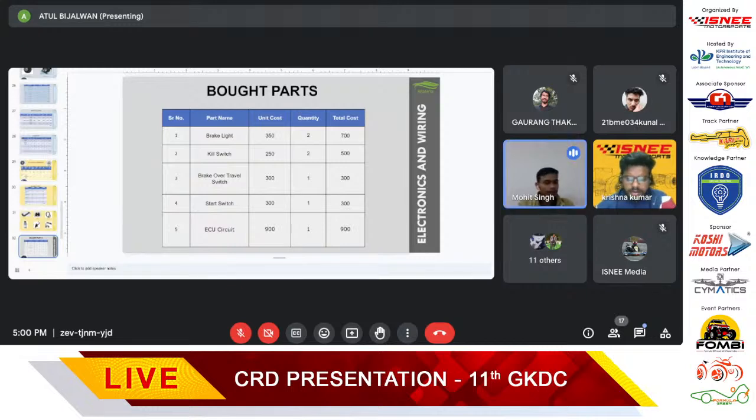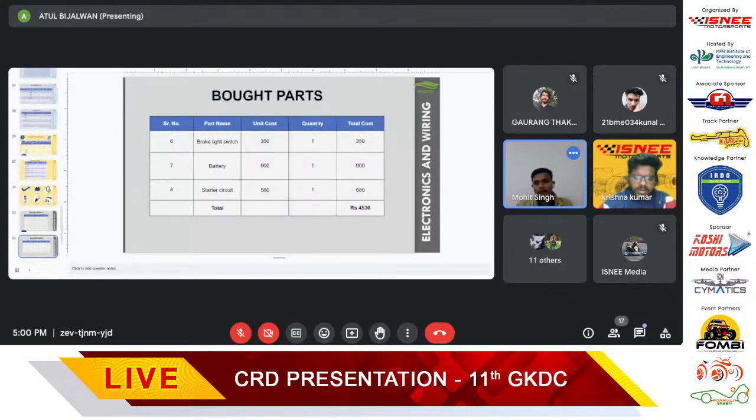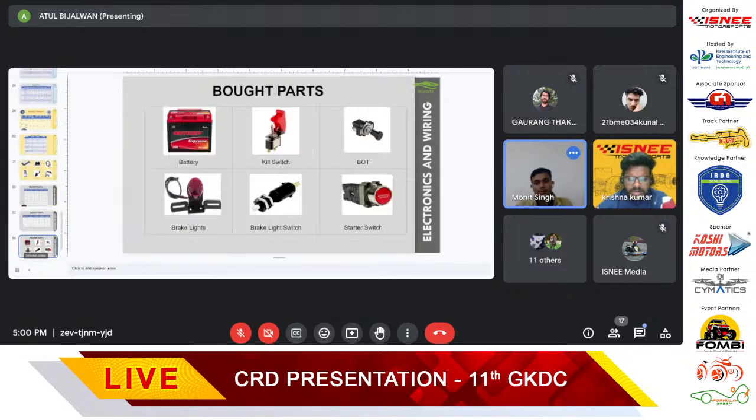Moving to electronics and wiring, following are all the components used: two brake lights, two kill switches, one brake over-travel switch, one start switch, and an ECU circuit. Moving forward, one brake light switch, one battery, and one starter switch, which makes a total of 4,530 rupees. Moving forward, these are the images of components used.